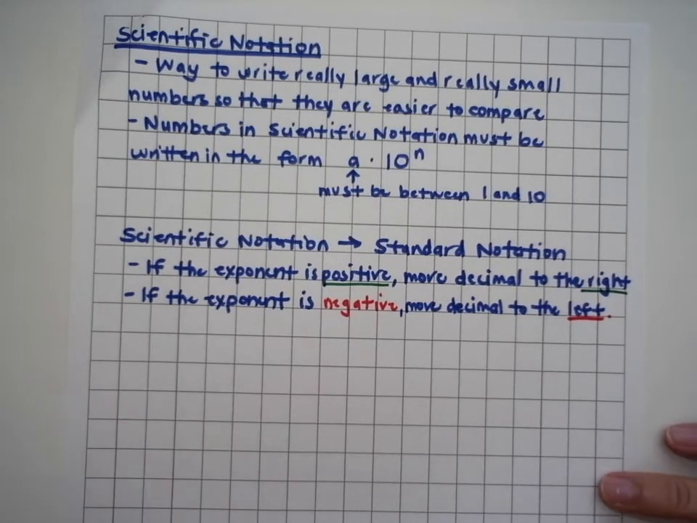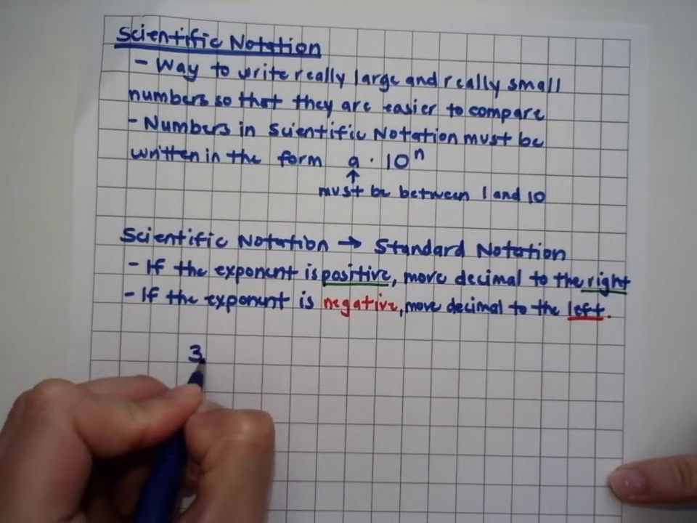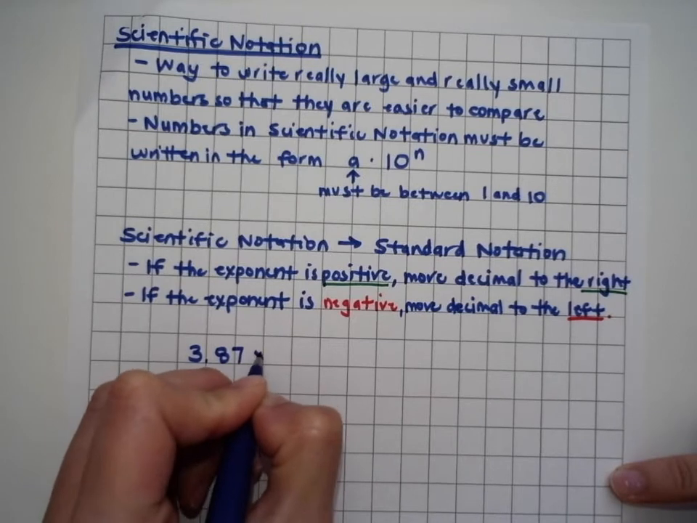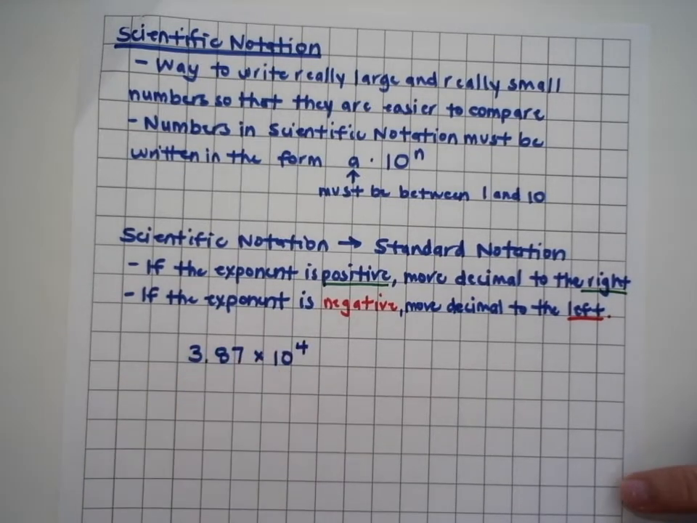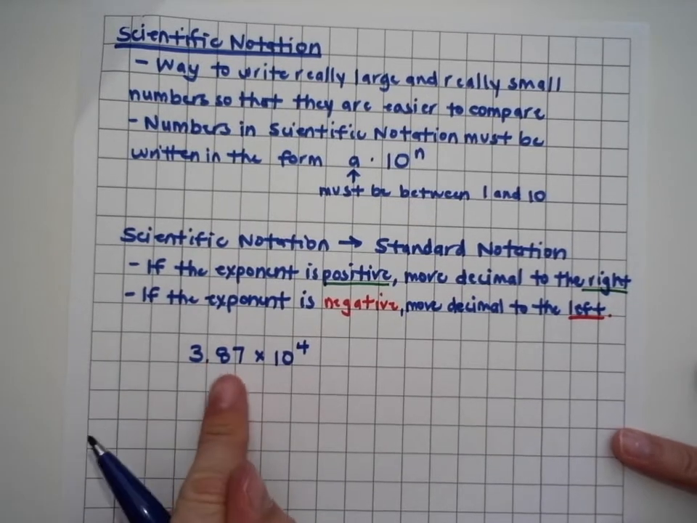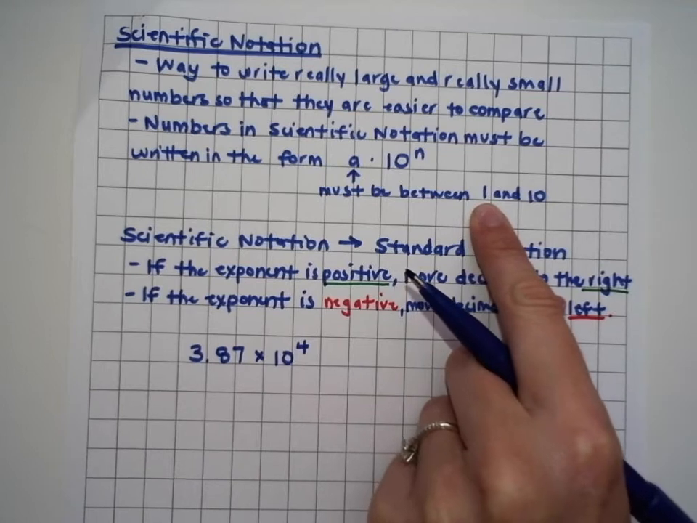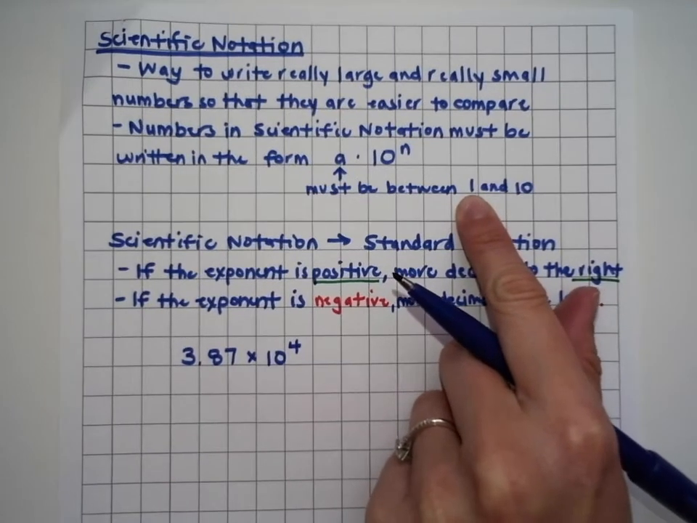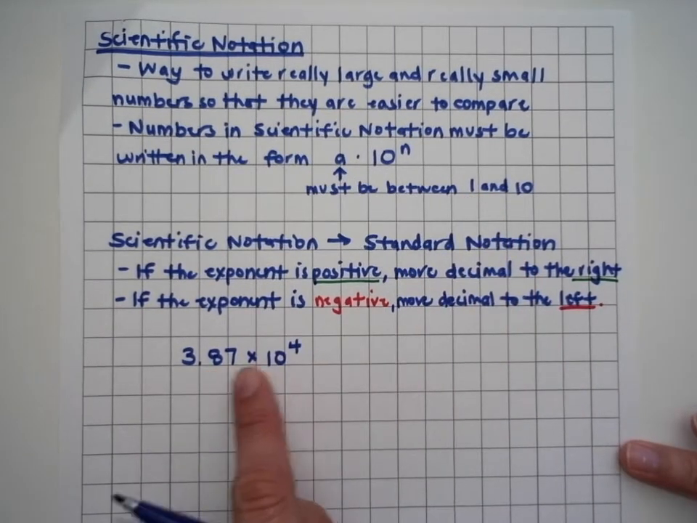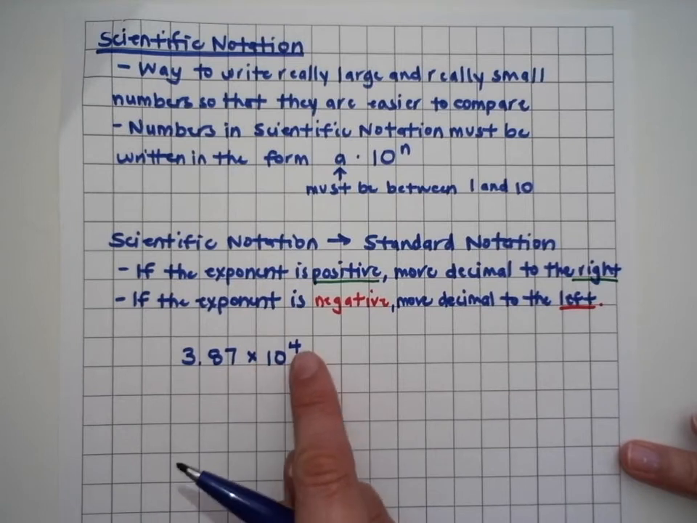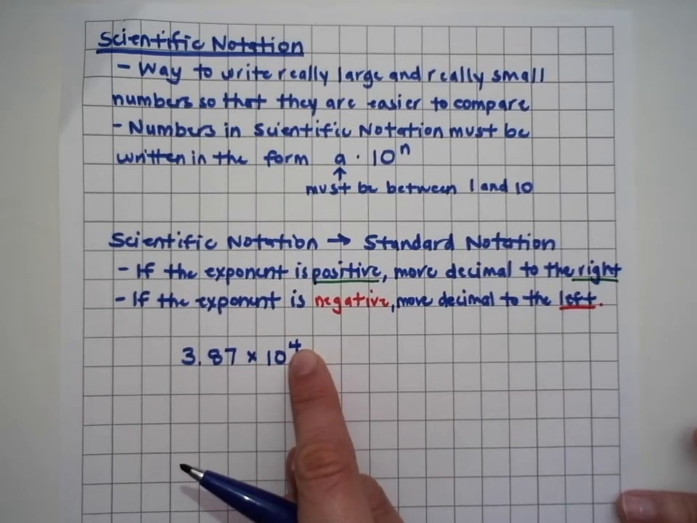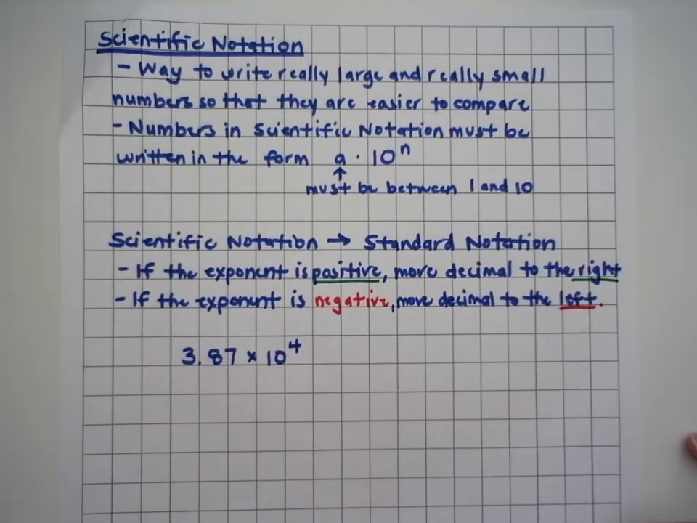Okay, so let's say we have something like 3.87 times 10 to the fourth power. Okay, so this is in scientific notation. Notice 3.87, that is a number between 1 and 10. And then it's being multiplied by 10 to the anything power, okay, which in this case is 4.